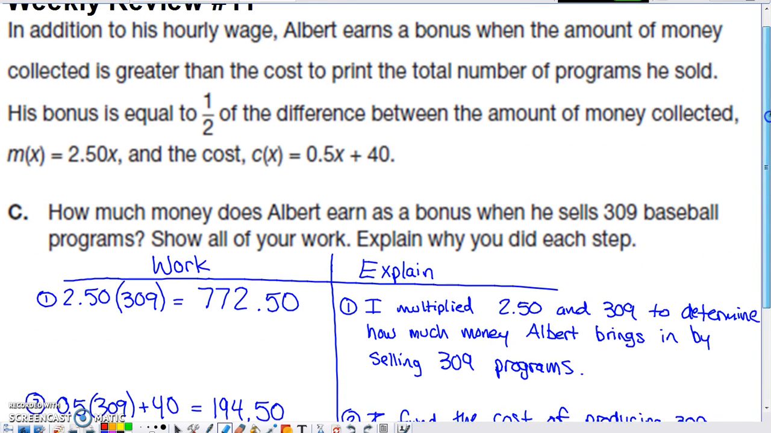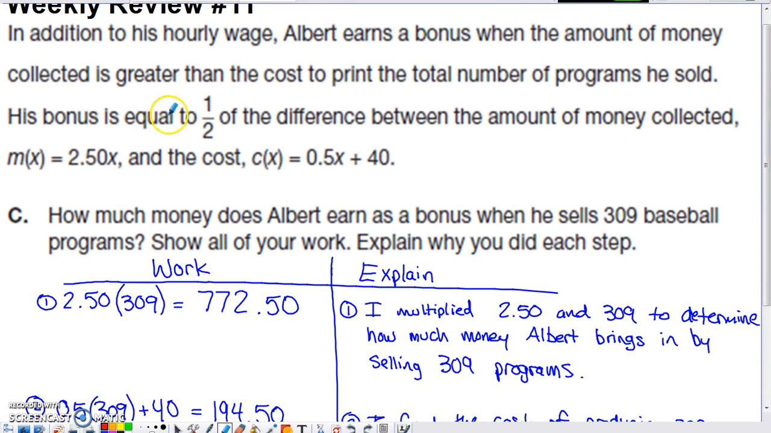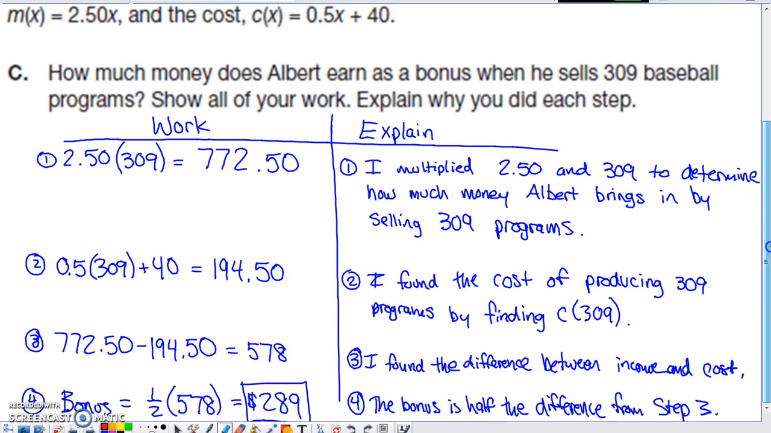I then realized that the bonus that he's getting is equal to half of the difference between the amount collected and the amount spent to print. And so I figured out the difference between the amount collected, so the answer for this first step, and the amount that it would cost to print that many programs. So the difference between those two is $578. And I'm just explaining why I did that. I found the difference between the income, the money he brings in, and the cost to print that many.